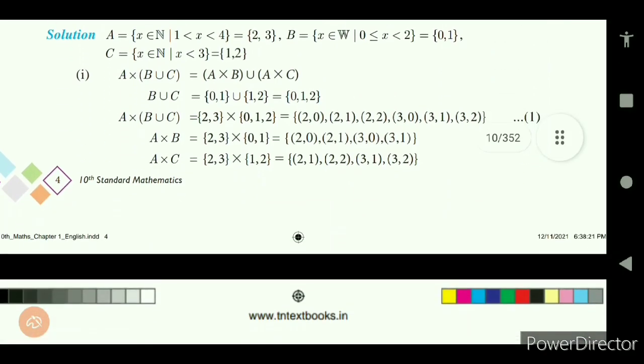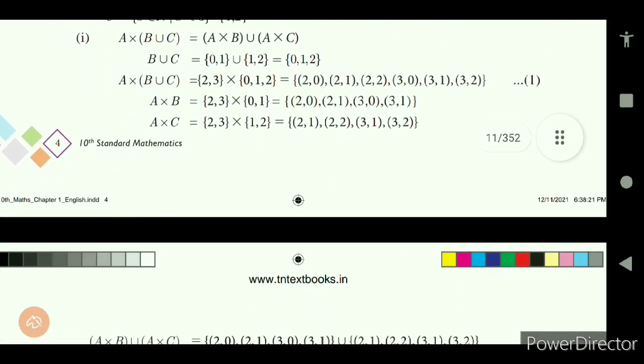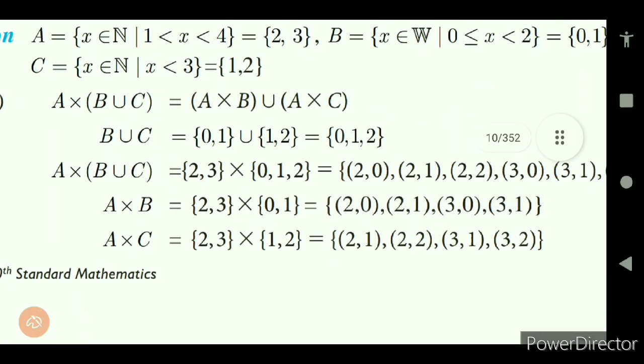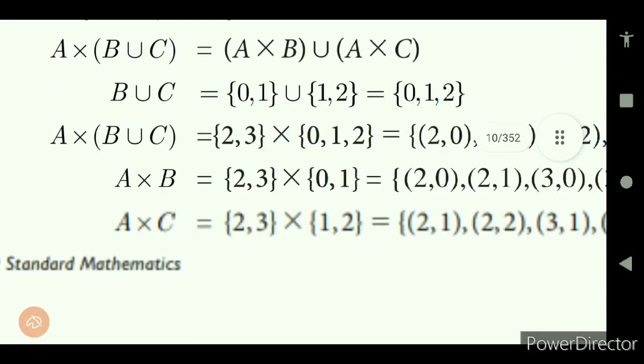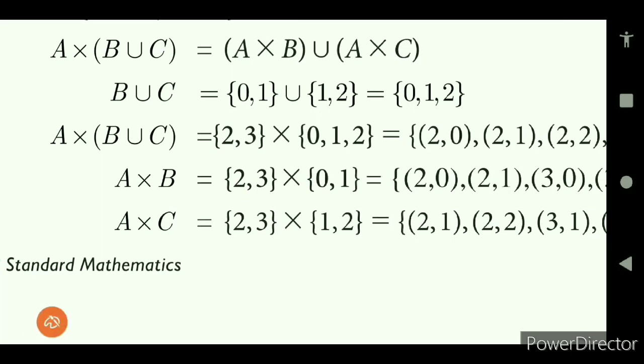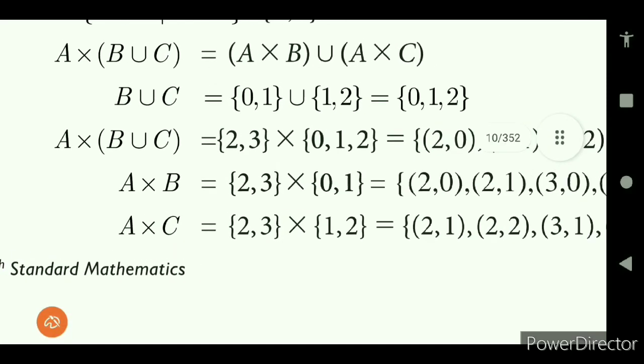First thing is A cross B union C. If they give the question like this, we should go for the BODMAS technique. First, always we should find the answer for the bracket. So for finding B union C, we will get the answer this.